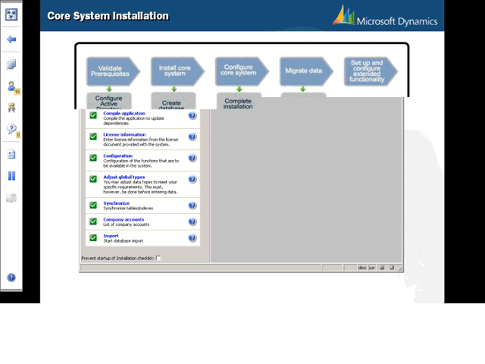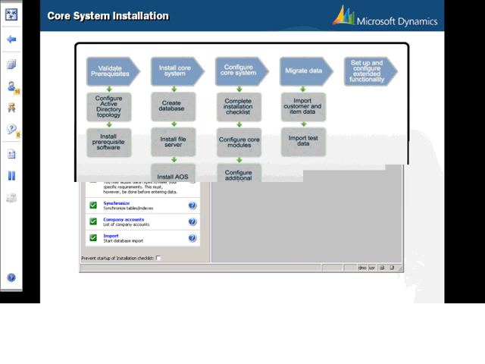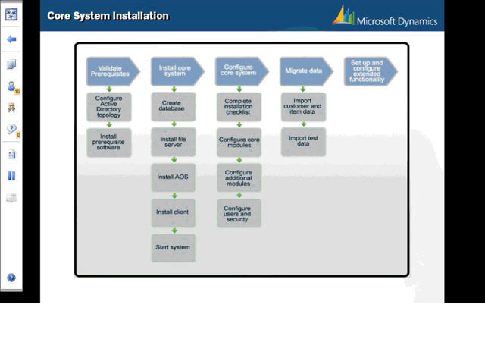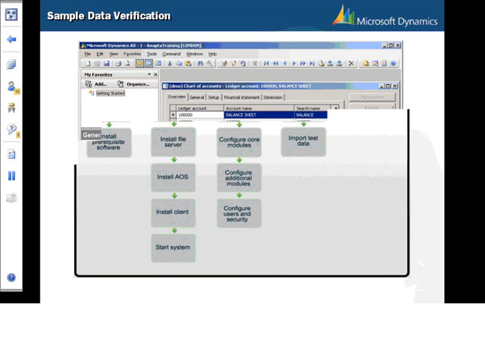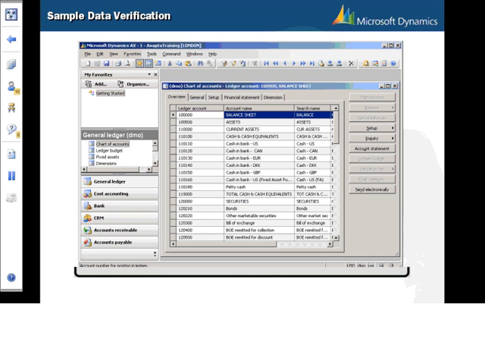So again, if we have a look at our slide, we can see that we have already run through validating prerequisites, and we installed our core system, and the last step, we configured our core system, which includes completing the installation checklist, configuring core modules, configuring additional modules, and configuring users and security. After the installation checklist is completed, Microsoft Dynamics AX must be restarted.